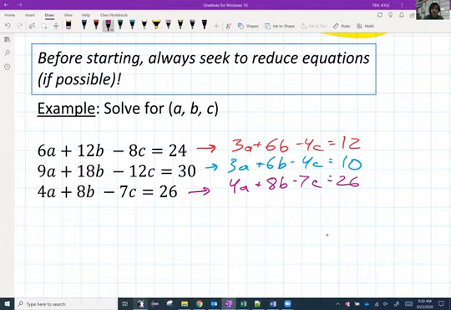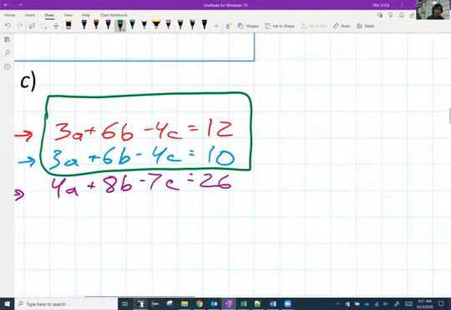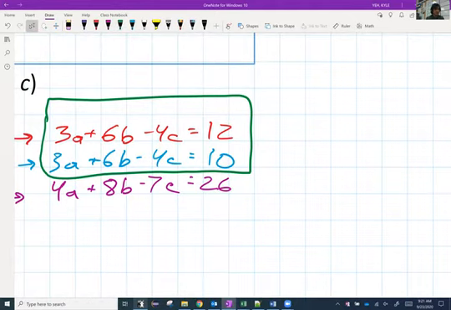Reducing your equations before you start has an added bonus. It makes our numbers easier, smaller, easier to work with for sure. But here's that added bonus. From here, we can see that this system of 3 equations has no solution. And here's my justification for that. 3a plus 6b minus 4c has to equal 12. That's what red says. But right below it, 3a plus 6b minus 4c has to equal 10. There's no way that we can get 12 and 10. I mean, it can't work.